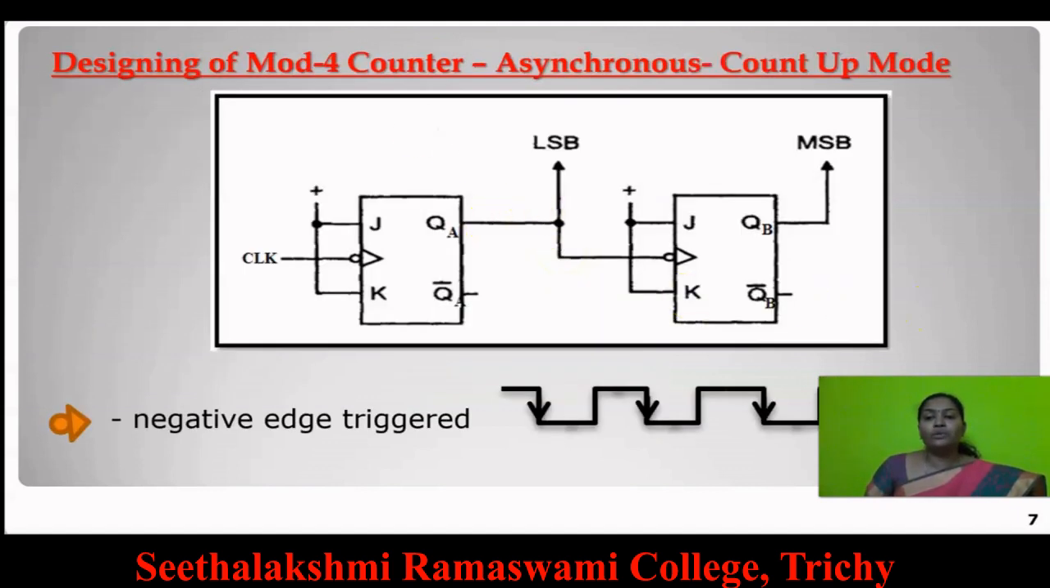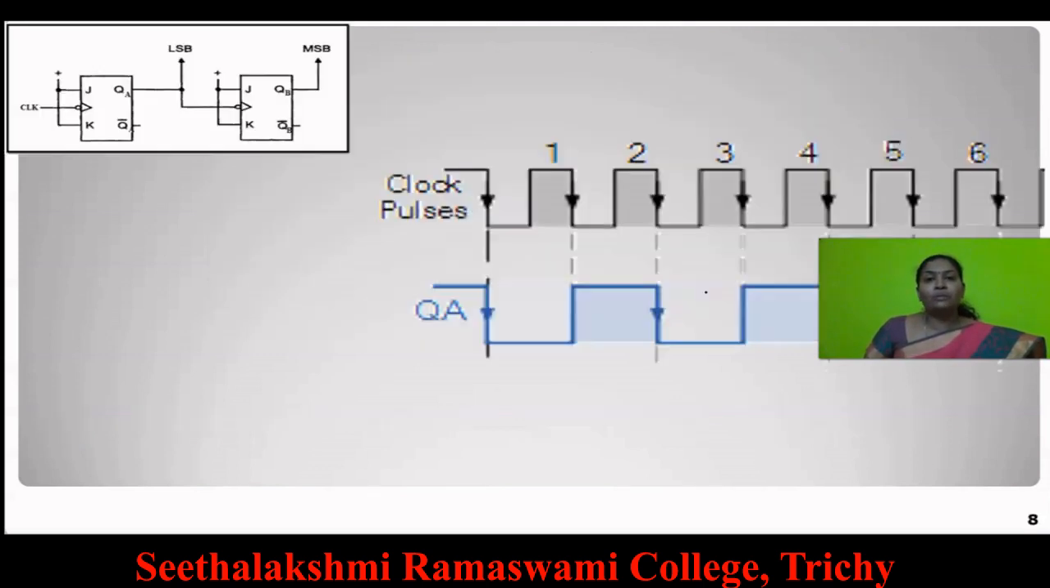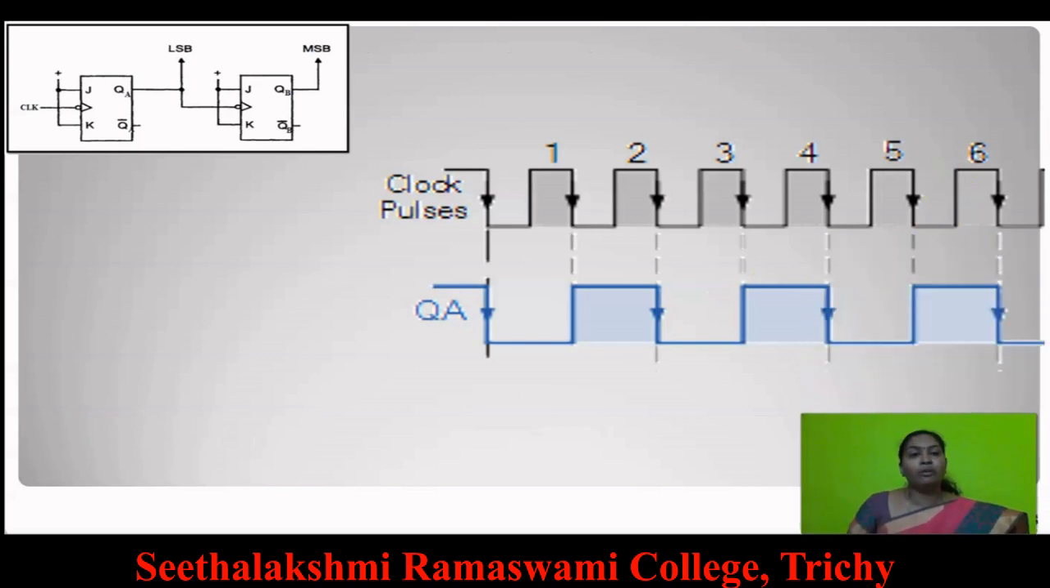So now we are going to see about the designing of our asynchronous counters. In the asynchronous counter, we know that the first flip-flop is driven by the clock pulse. The second flip-flop is connected to the output of the first flip-flop through QA. QA is working as a clock for the second flip-flop. And we know this symbol indicates that both flip-flops are negative edge triggered flip-flops. So now we are going to see how this Mod 4 counter is going to work.